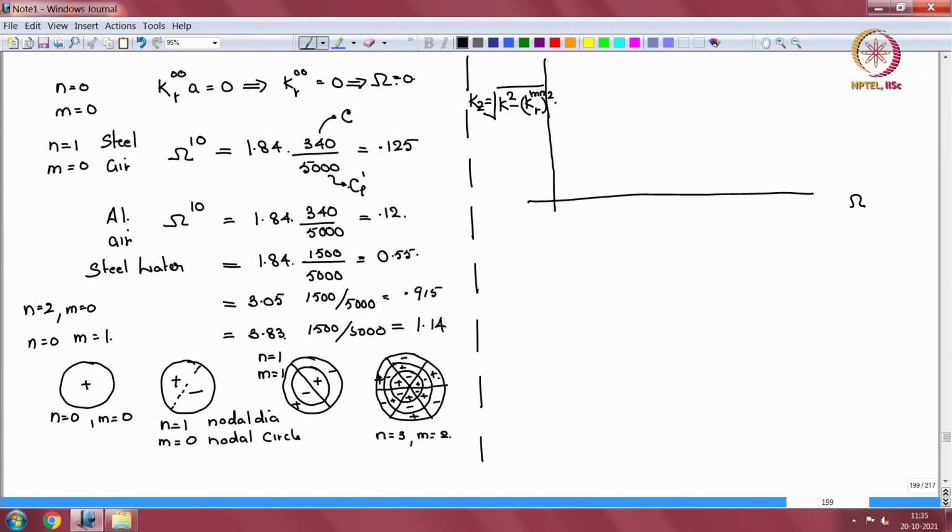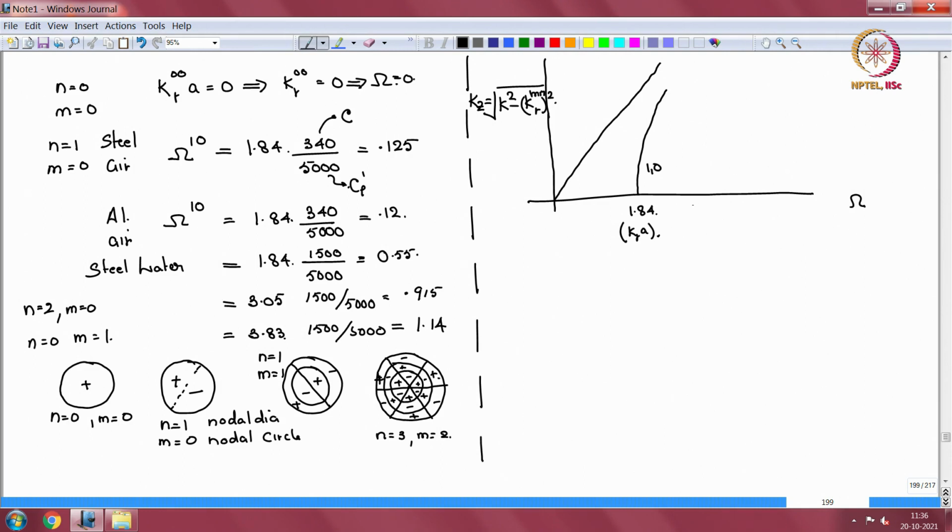Okay. So the 0,0 mode cuts on straight from omega equal to 0, so it goes like this straight away. So next we have the n1 m0, where the kRa value is 1.84. Okay, so this is 1, 0 and this is 1.84. This is the kRa value.